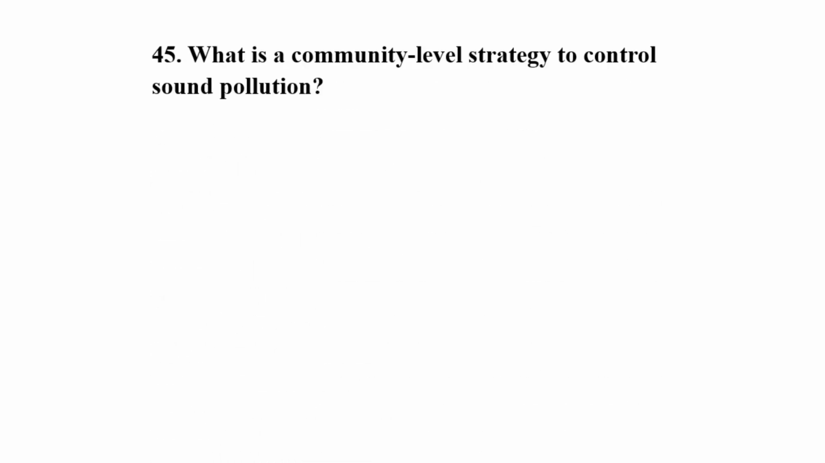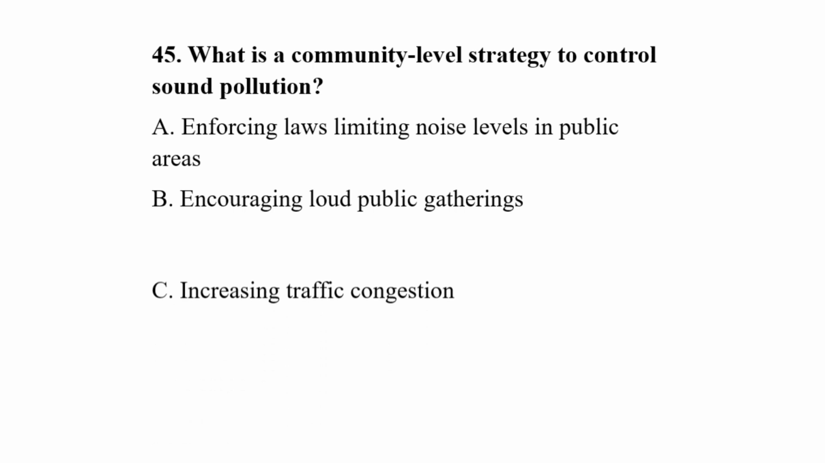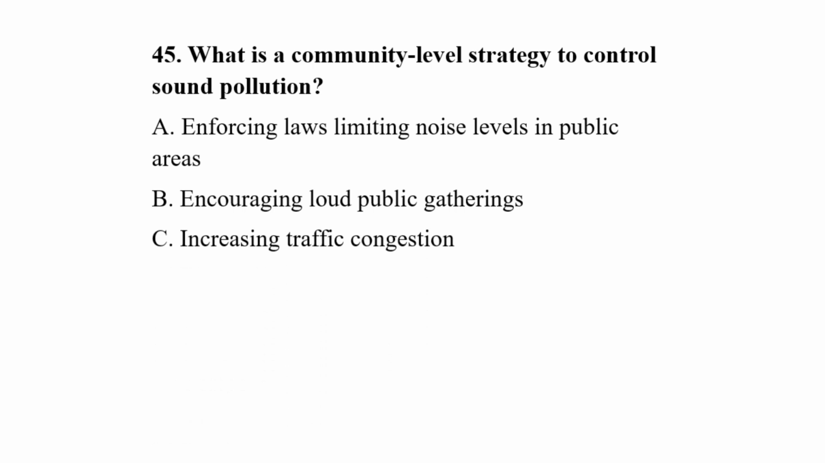Question number 45. What is a community level strategy to control sound pollution? A. Enforcing laws limiting noise levels in public areas. B. Encouraging loud public gatherings. C. Increasing traffic congestions. D. Building homes near industrial zones.